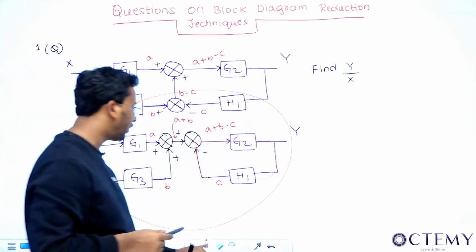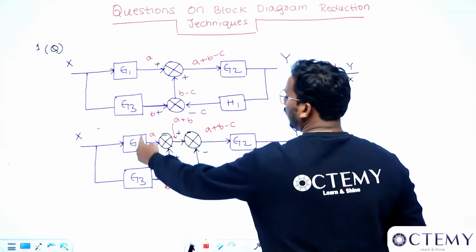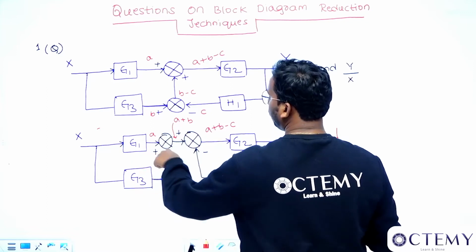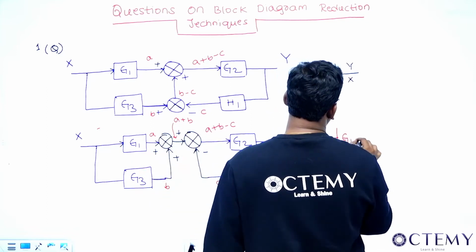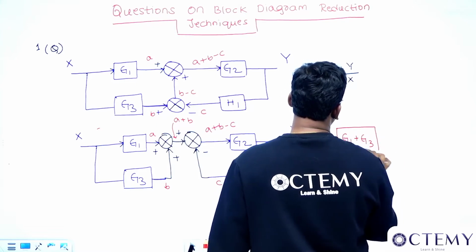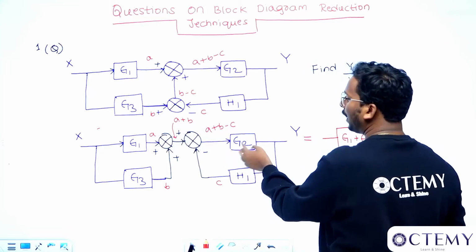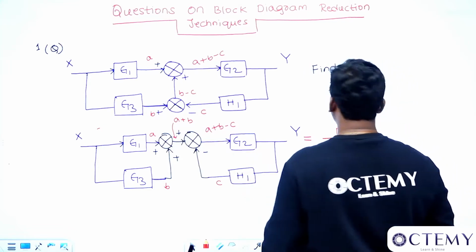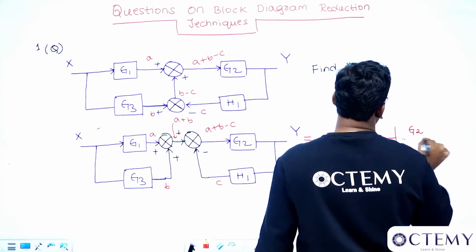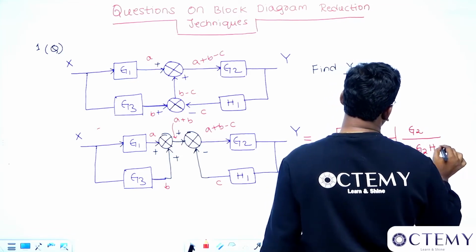So see, this has become easy now. If I want to solve this, this will be simply added, so this will be G1 plus G3 because both are plus. And what will this be? If I solve this particular loop, how will it look? This is G2 forward path and the feedback is negative H1. So this will become G2 divided by 1 plus G2 into H1, isn't it?